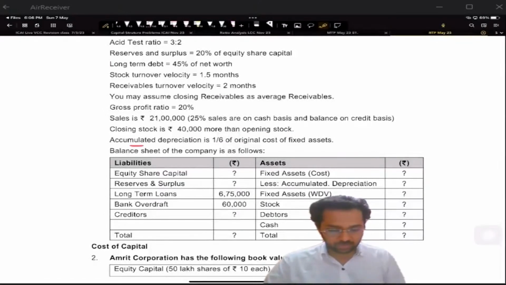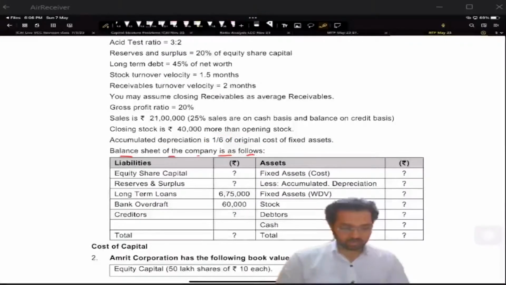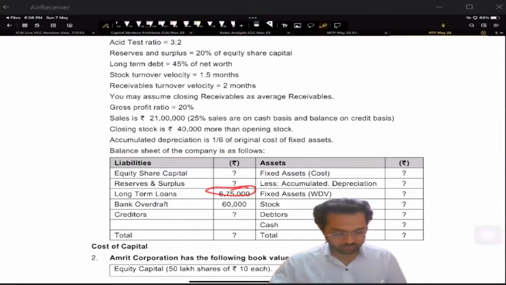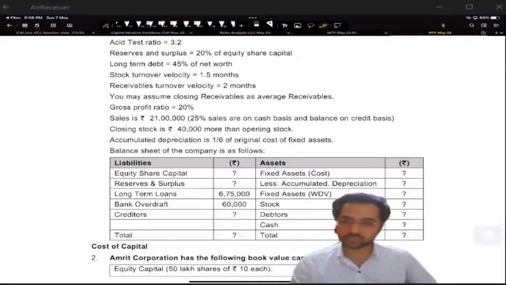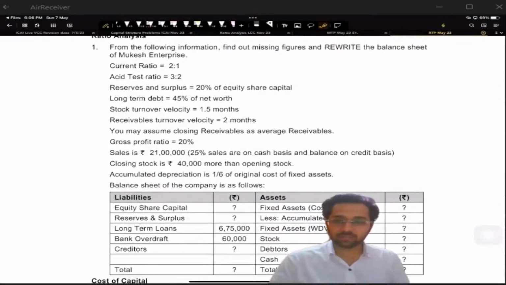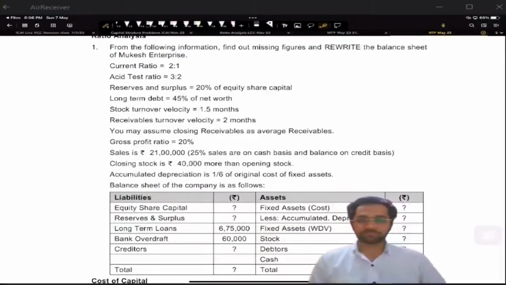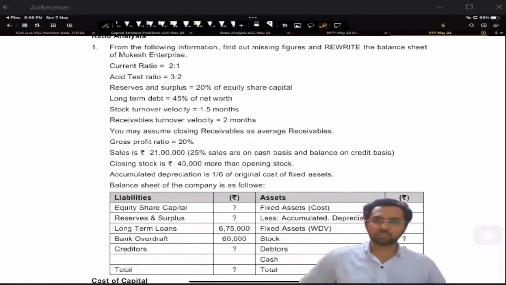And we have accumulated depreciation as 1/6 of the original cost of fixed assets. The balance sheet is given as follows. So we have the long-term loans figure and bank overdraft. Rest all things are unknown to us. So we have to solve this. Let's get started with how we approach the solution to this typical question.